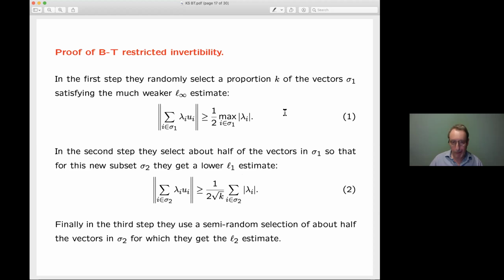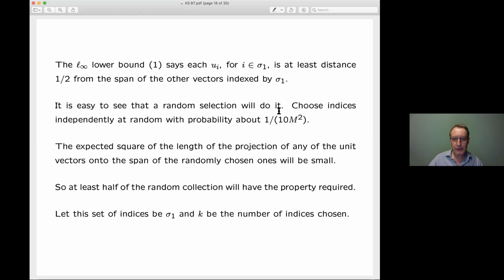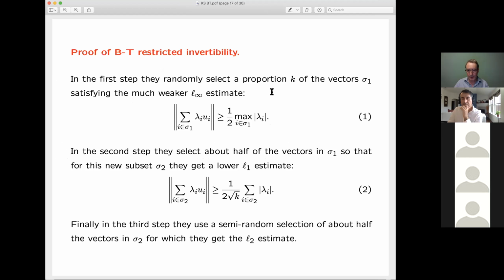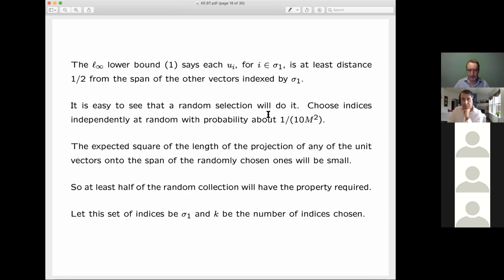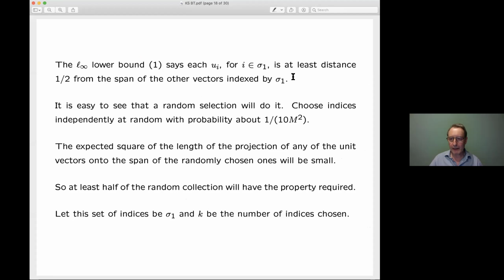Okay, so the first one, as I said, was random, and actually once you reinterpret it properly, it's relatively easy. Equivalent to this lower bound is saying that each of the u_i in the set that you're trying to construct, the proportion that you're trying to find, is at least distance a half from the span of the others in that proportion. So that's just another way of stating the L infinity estimate. This is a way of stating it which looks a bit more geometric, a bit more like a Hilbert space sort of statement.